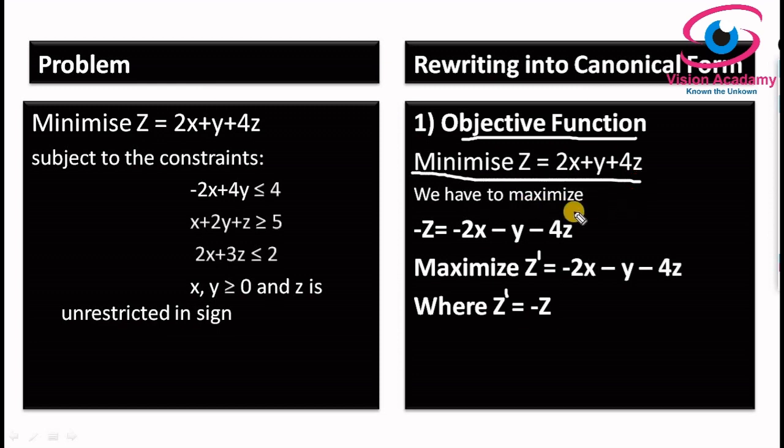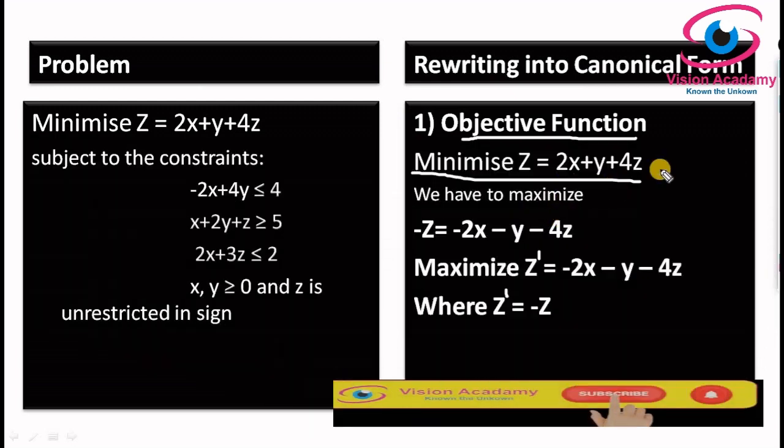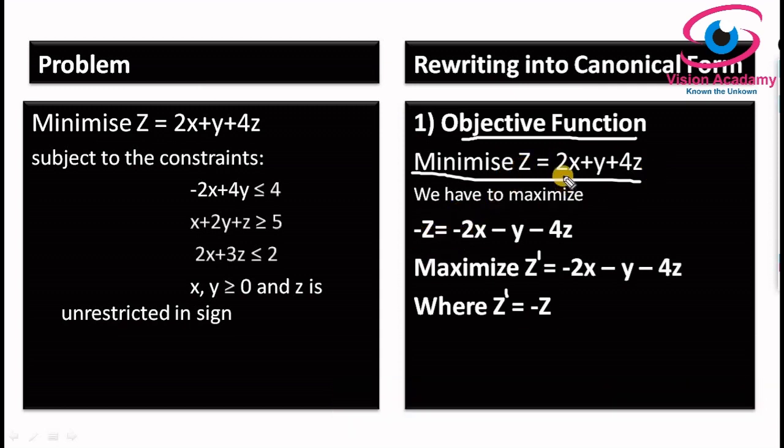We have to maximize. As I told you before, just by introducing negativity, we will convert it into maximization. Negativity is a mirror image of the given function. So minus z equals 2x minus 2x plus y minus y plus 4z minus 4z. By introducing negativity to the objective function, we have converted it into maximization type. So the desired form is maximization of z dot, very importantly, consider, equals minus 2x minus x minus 4z.